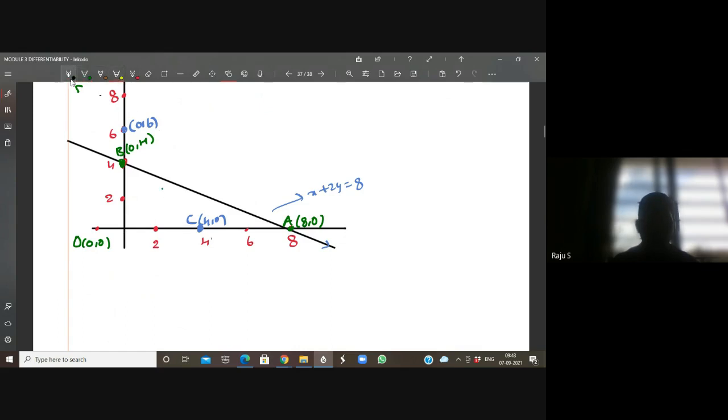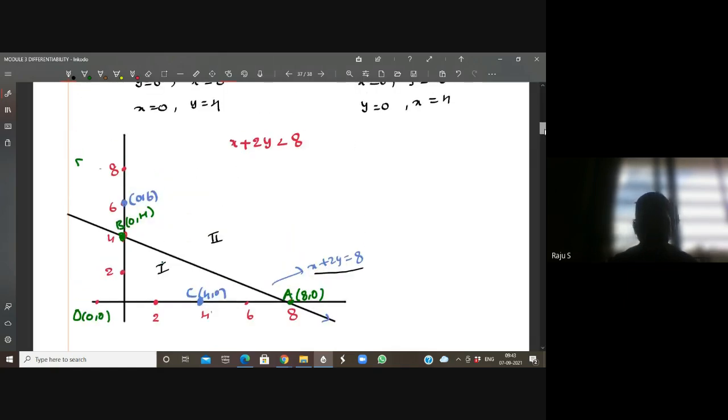Part 1, part 2, right? This is part 1, part 2. So what is the solution region? Is the solution region of x + 2y = 8 part 1 or part 2? Lower bounded region or upper bounded region?